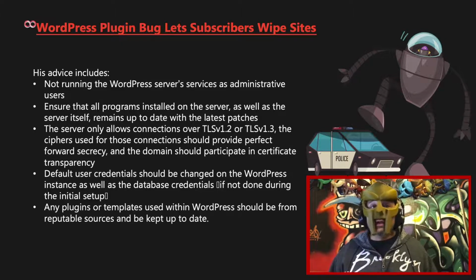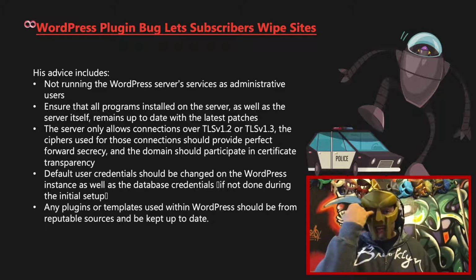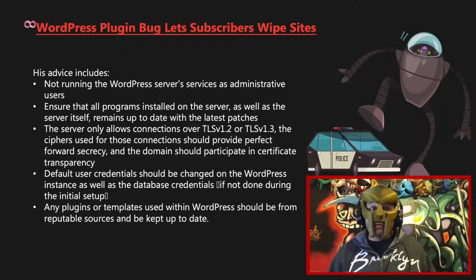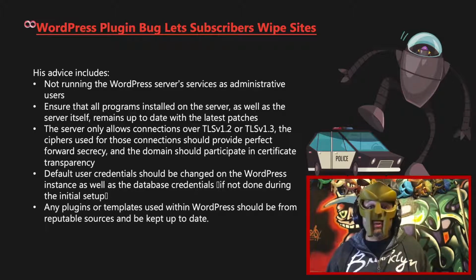The server only allows connections over TLS version 1.2 and TLS version 1.3. The ciphers used for those connections should provide perfect forward secrecy, and the domain should participate in certificate transparency. Default user credentials should be changed on the WordPress instance, as well as the database credentials, if not done during the initial setup.